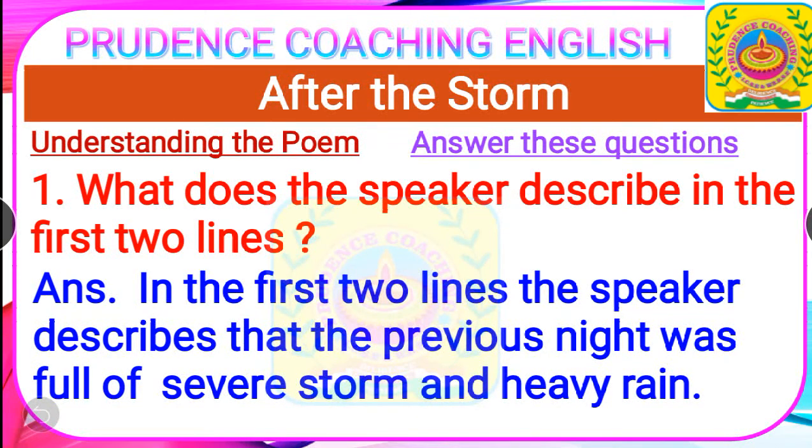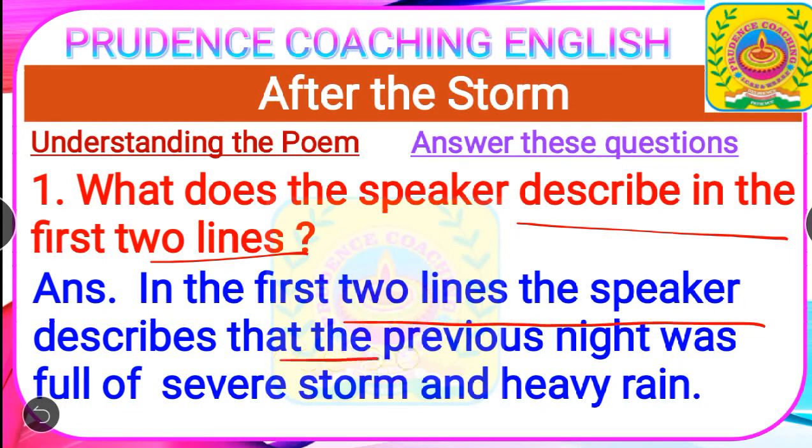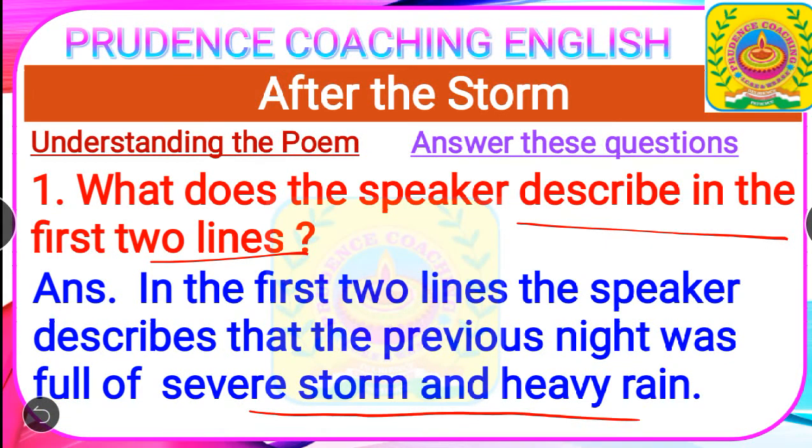Number 1. What does the speaker describe in the first two lines? Answer. In the first two lines, the speaker describes that the previous night was full of severe storm and heavy rain. Students, here you will find all the answers are unique because these answers are absolutely correct and absolutely contextual. So if you prepare this question answer, then surely you will get full marks from this poem.